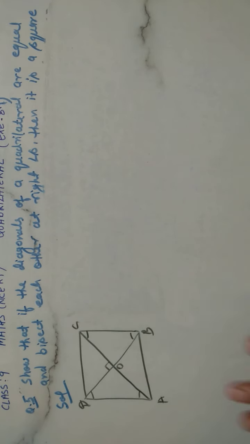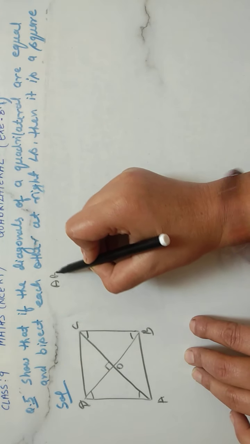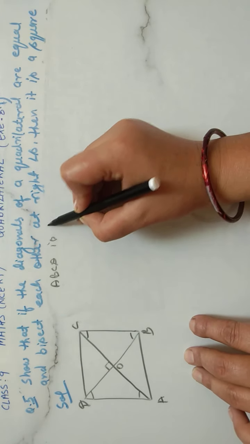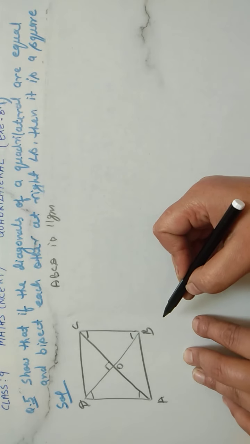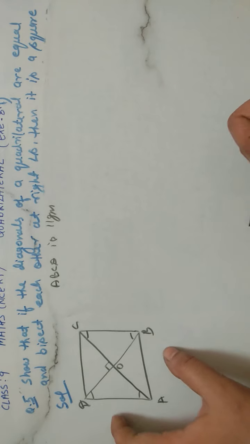So for proving this parallelogram, now it is a parallelogram. ABCD is now a parallelogram. We have proved that. Now this parallelogram we have to prove as a square. So we will take adjacent triangles so that we can prove the sides are equal.